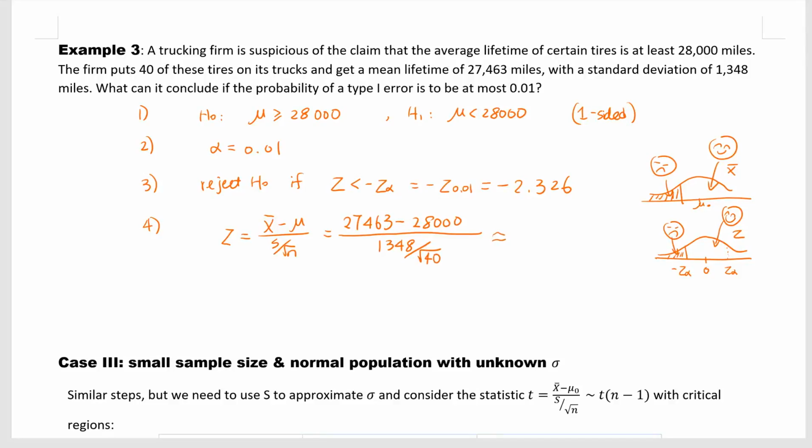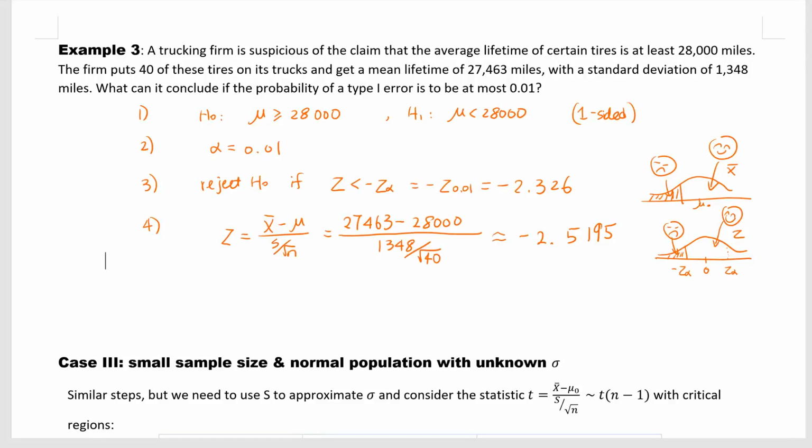So plug this into our calculator. What do we get? So we have 27463 minus 28000 divided by 1348 over square root of 40. So I got negative 2.5195.